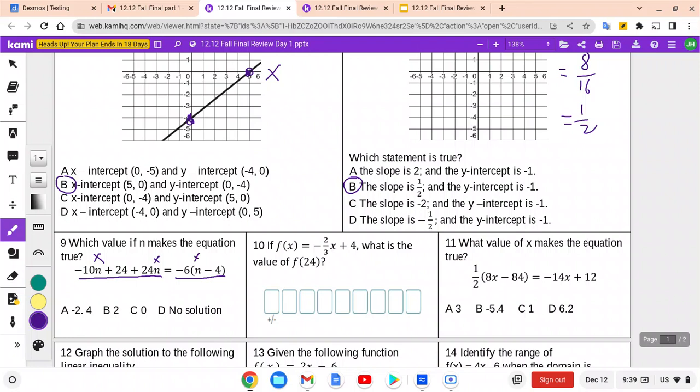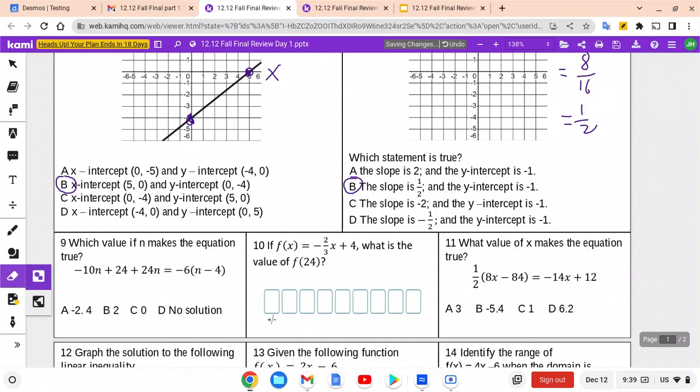Or another approach would be to simply plug and chug. That means you would pick answer choices, like say you wanted to try -2.4. You would plug in -2.4 into each side, wherever there's an n, clean it up, and if you get a true statement, if the left-hand side equals the right-hand side, then you know that you got the right answer.